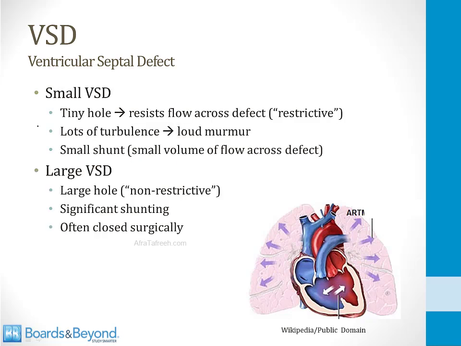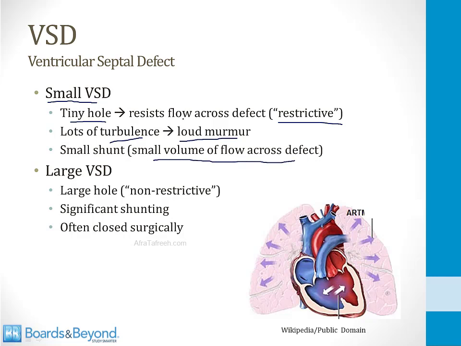One of the ways to classify them is by size. So small VSDs are a very tiny hole, and this restricts flow across the defect. So for that reason, these types of VSDs are called restrictive. Now, because the hole is very small, there's lots of turbulence, and therefore these types of VSDs tend to create a very loud murmur. However, the amount of shunting is small, meaning that there's a very small volume of blood that flows across the defect.